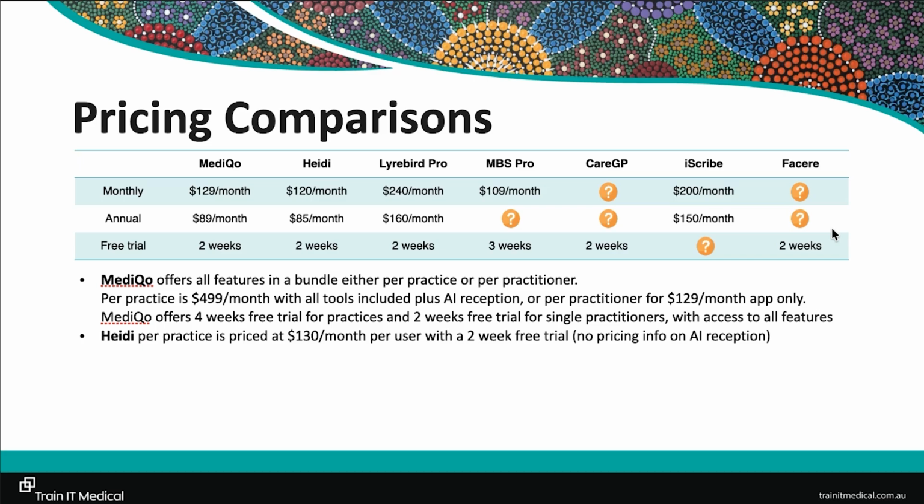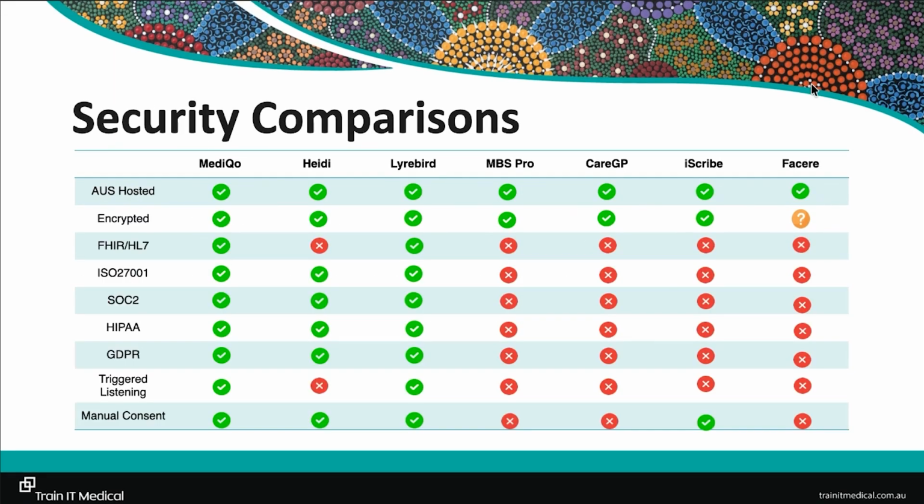And what we've shown you here is a comparison of the per practitioner pricing. With MediQo, you do also have the option for clinic-wide pricing, including AI receptionist and unlimited usage of the AI tools for as little as $499 per month. There is no publicly available information about Heidi, MBS Pro, Fashira, or CareGP's AI receptionist pricing at the moment. Now we have security comparisons, so what I'll do is I'll pass you over to cybersecurity expert Berard Izadi to run through this information with you.